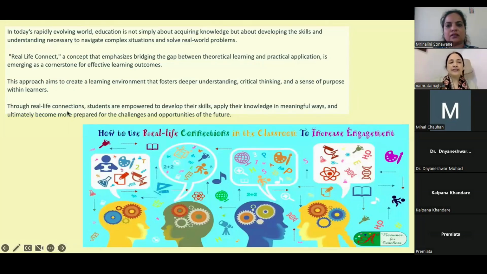Okay, so in today's world, when we say that this is the fast moving, rapidly evolving world, education is not simply about acquiring knowledge. So we need not just focus, of course they need to learn, they need to take the information, but they need not only focus on the knowledge which is there in the textbook, they need to develop the skills. We all know that, right? They need to develop the skills and understanding necessary to navigate complex situations and solve real world problems.